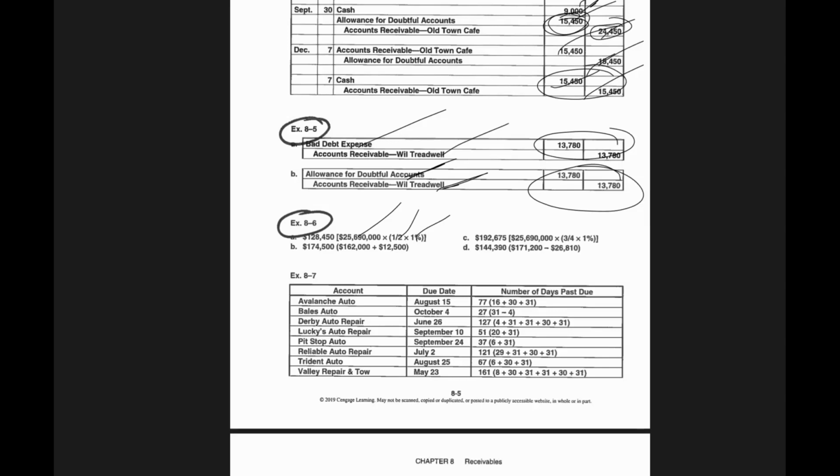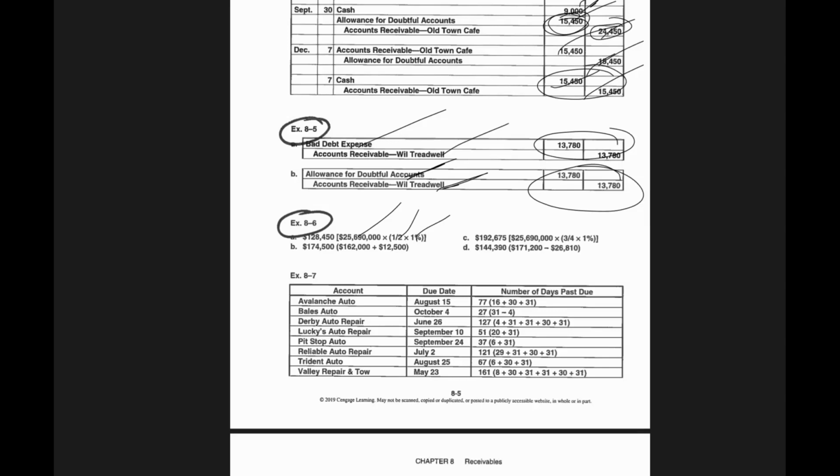Let's jump to letter C. The allowance account before the adjustment has a credit balance. That's what it should be. It should always be a credit. If it's a debit, it means only one thing. We wrote off more than what we expected. We wrote off more than what our allowance account was set up for.